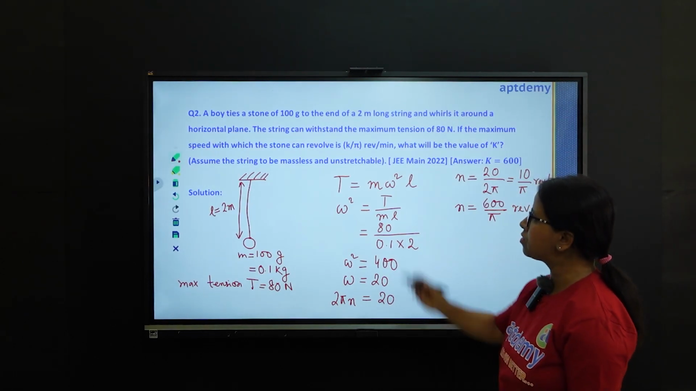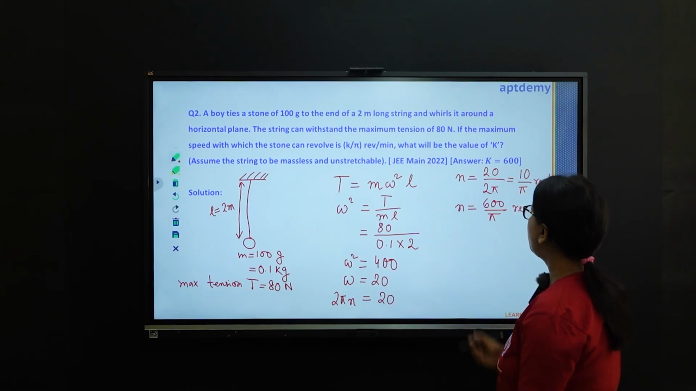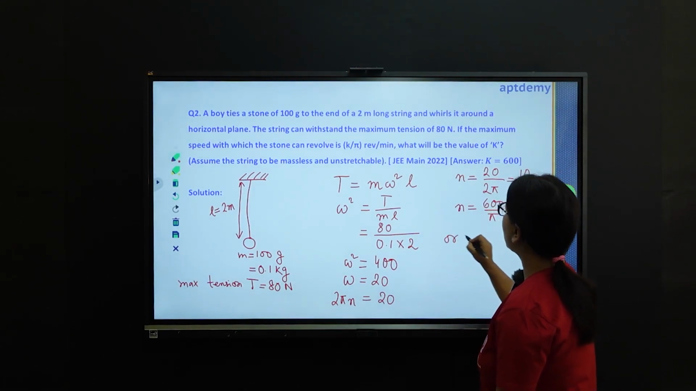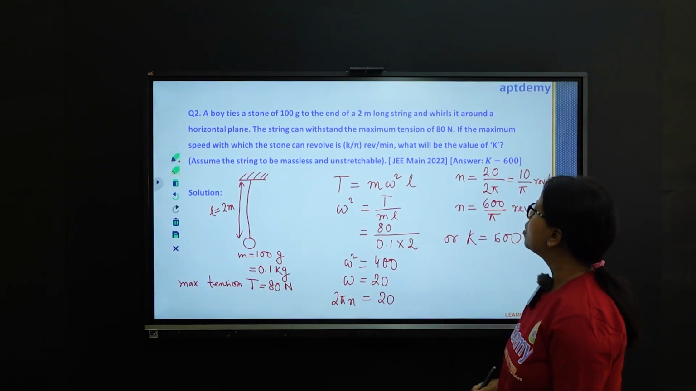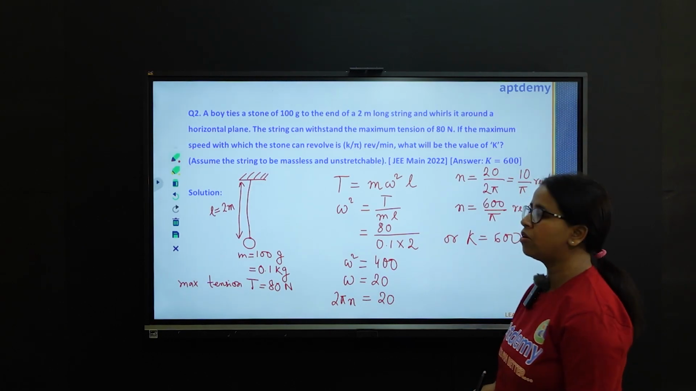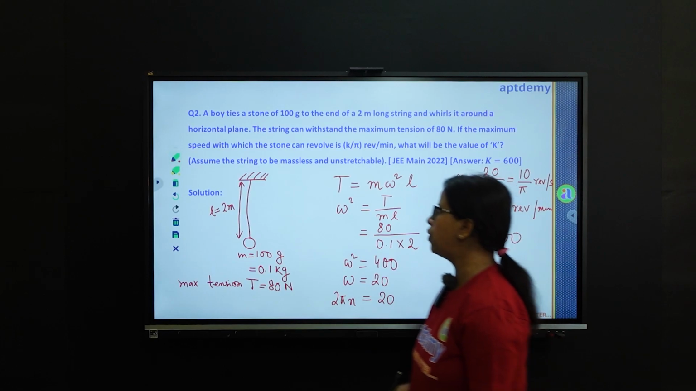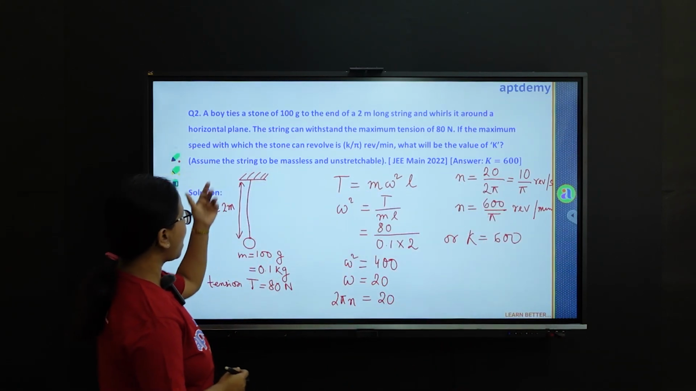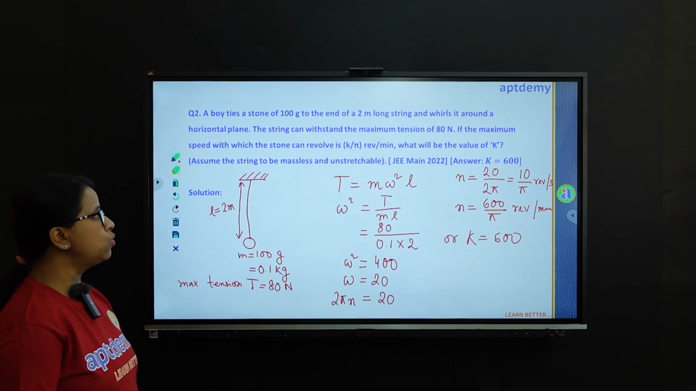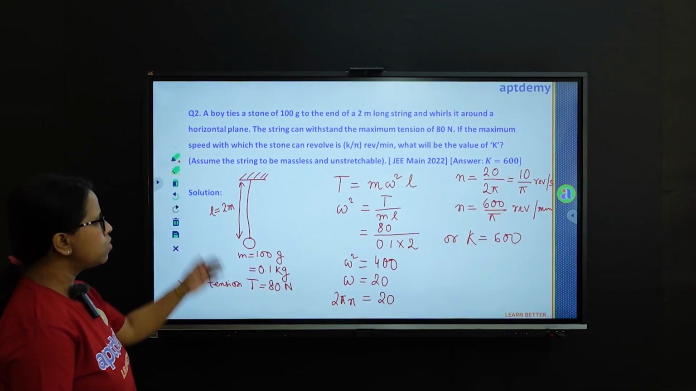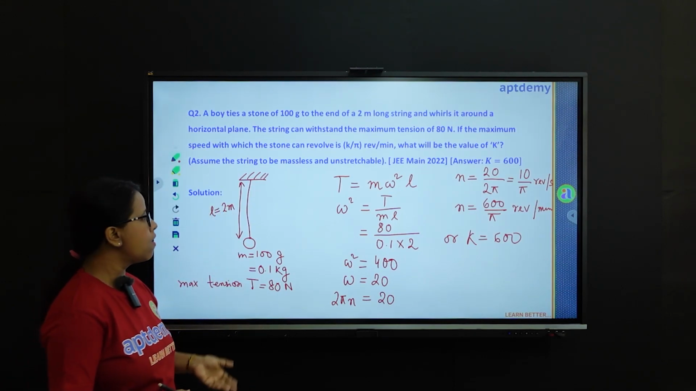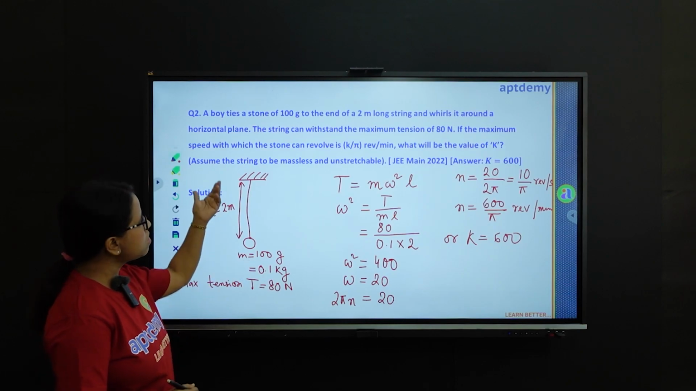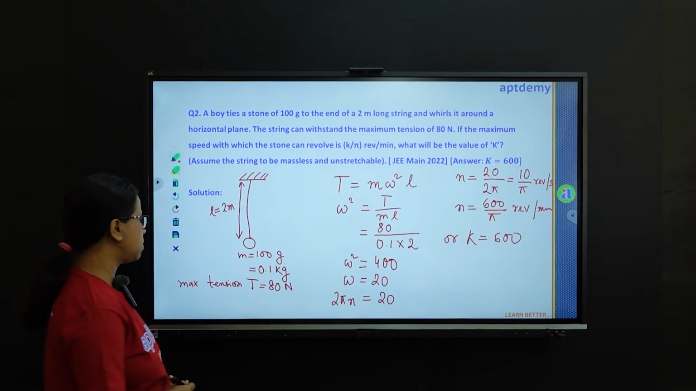Now if we compare this with the speed that we have been given, we can very well relate and say that k, the value of k in fact, is nothing but 600 here. So this is the answer we needed to find out the value of k. So k here is equal to 600. Now take a note of the assumption. The string has been assumed to be massless and unstretchable. So this of course is very important, because if the string would have been stretchable, then there would have been a change in its length because of the weight of the stone. So these sort of assumptions need to be taken into consideration.